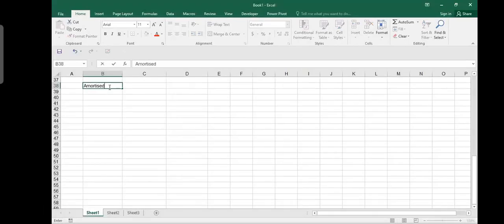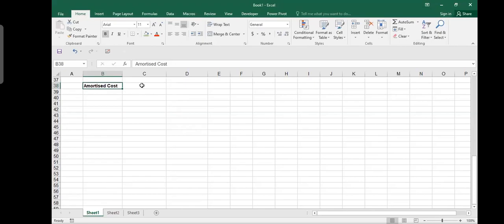Before we learn this financial instrument, we need to understand the concept of amortized cost. What is amortized cost? You can consider it as book value. Book value, I mean the balance sheet value which we use, but it's a little bit different calculation. How to calculate this is what we need to learn here.